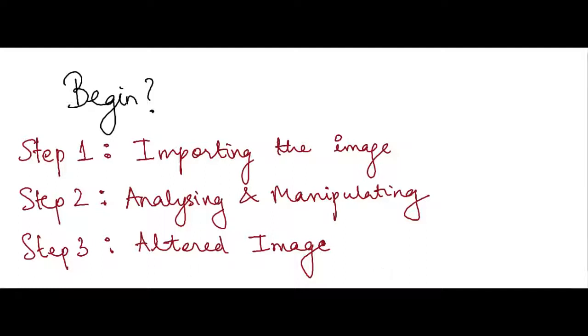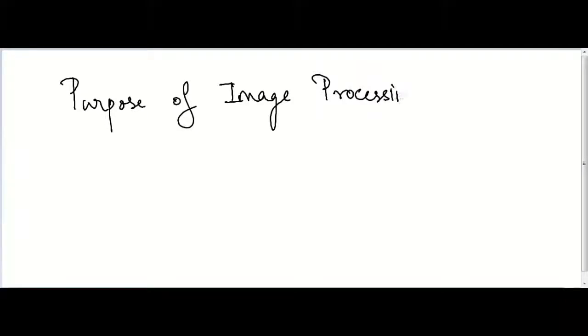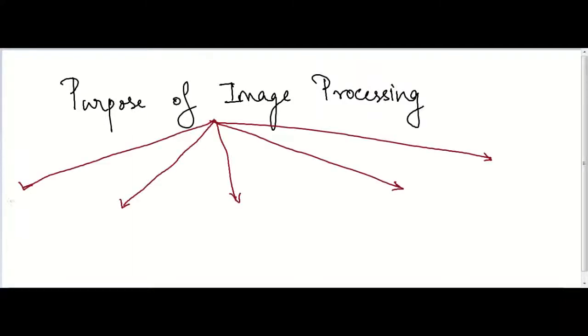Now, let me tell you what the purpose of image processing is. They've divided the purposes of image processing into 5 groups. The first group is visualization. Observe the objects that are not visible. This is called visualization. Second, image sharpening and restoration. Why would we need that? Why would we need to sharpen an image? To create a better image.